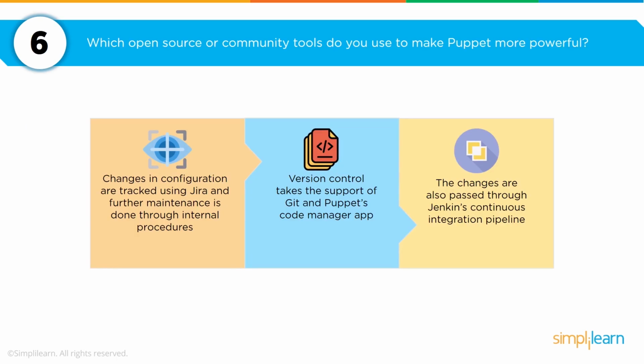And essentially this question is going to be asking you to look beyond the core foundation of Puppet itself. The three options you have are being able to track configurations with Jira, which you should be doing anyway, but it's a great way to clearly communicate the work that's being done with Puppet. Version control can be extended with Git, and then the changes should be passed through Jenkins. So the three tools you want to be looking at: integration with Jira, Git, and Jenkins.